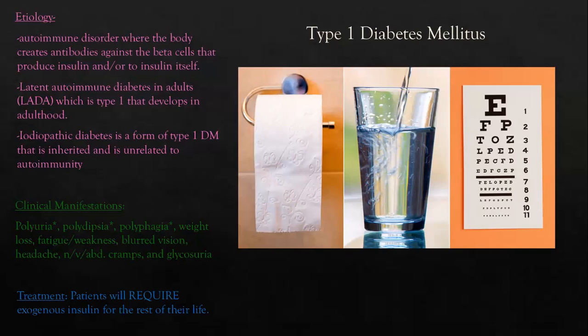They always assumed that if you were older and got diabetes, it was type 2. They found out that's not true. And then idiopathic diabetes is a form of type 1 that's inherited, but completely unrelated to autoimmunity. You guys already had your immunity lecture. Autoimmunity just means the body attacks itself. So in type 1, the body ends up attacking itself, and the beta cells no longer function. Very little insulin is produced. So you're going to have patients, typically younger, who will come in with these clinical manifestations.